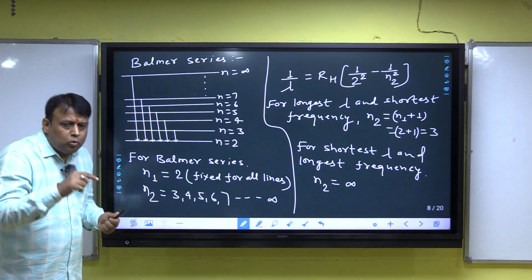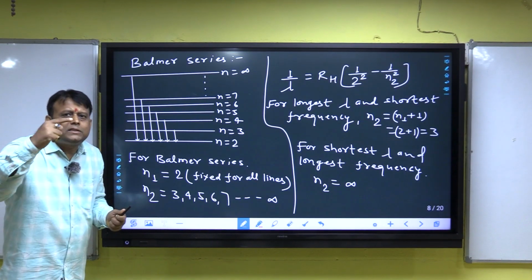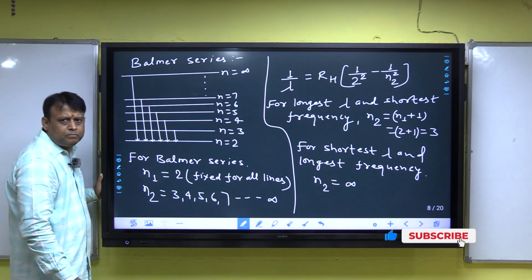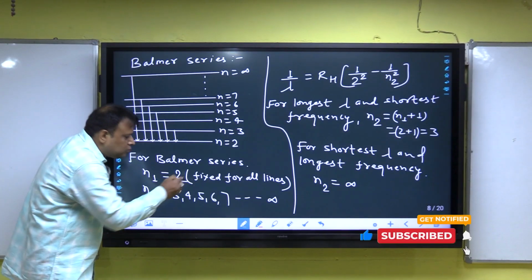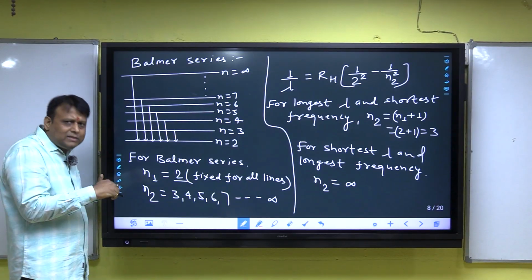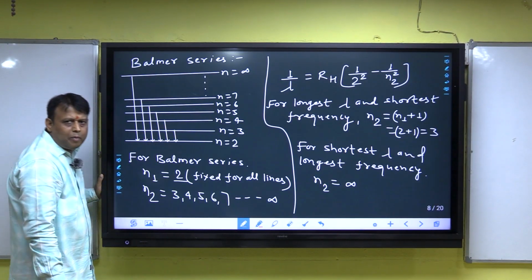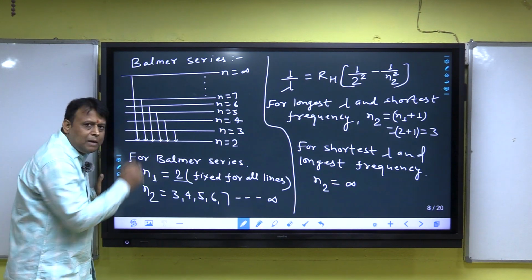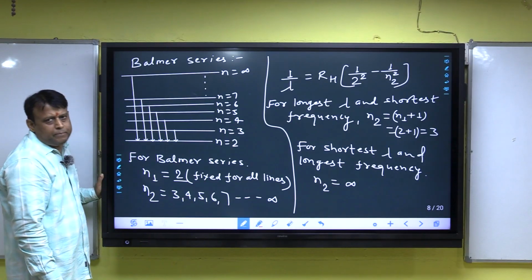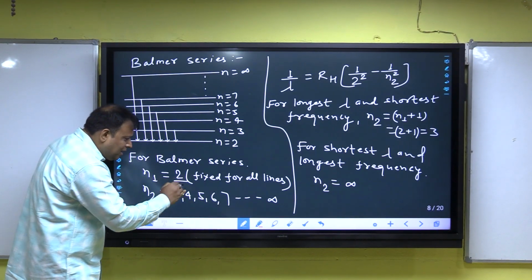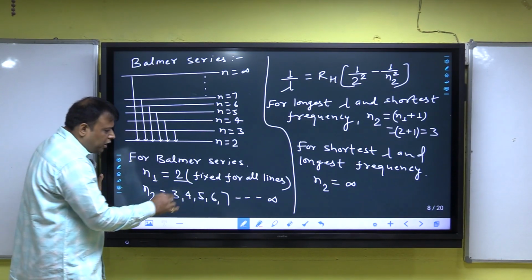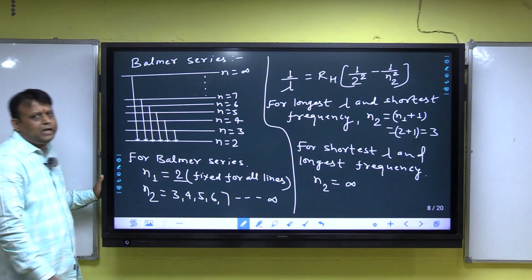And for MCQs, listen carefully. First line of Balmer series. In Balmer series, N1 is fixed at 2. Then the first line comes from the third orbit, the second line comes from the fourth orbit, the third line comes from the fifth orbit. And hence, for Balmer series, N1 is 2 and N2 is equal to 3, 4, 5, 6, infinity.